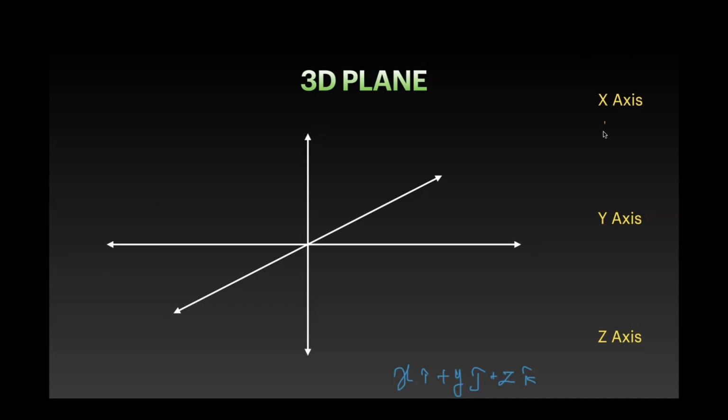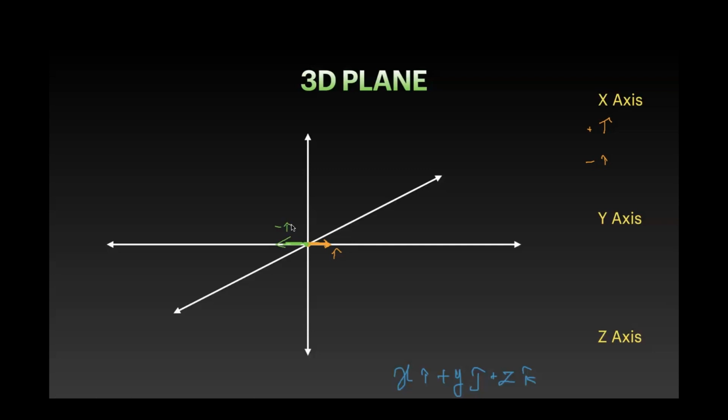Now, the x-axis consists of plus i cap and minus i cap. Now, what is i cap first of all? You are starting from the origin and you are taking a vector of magnitude 1 unit in the positive x-axis. This is i cap. What is minus i cap? Opposite direction. You are taking it here. This is minus i cap.